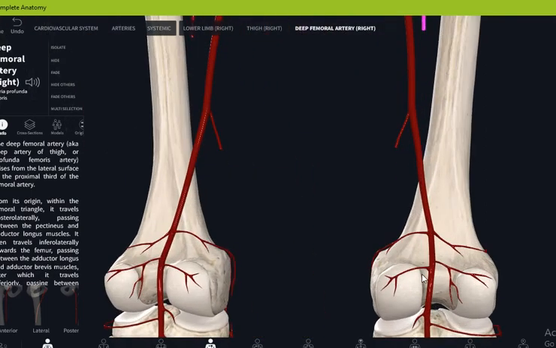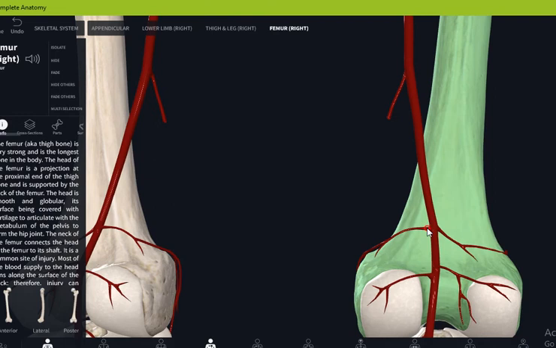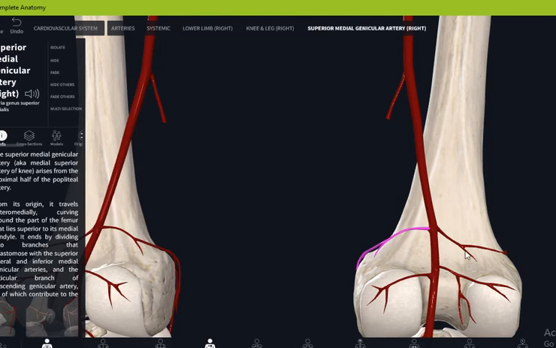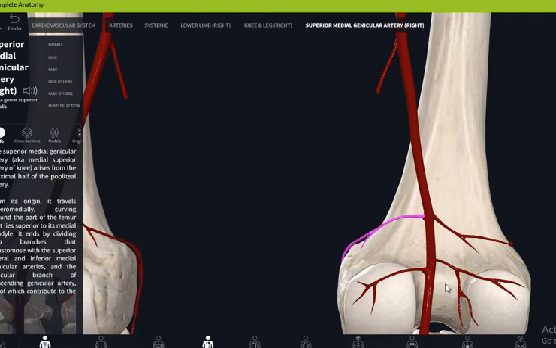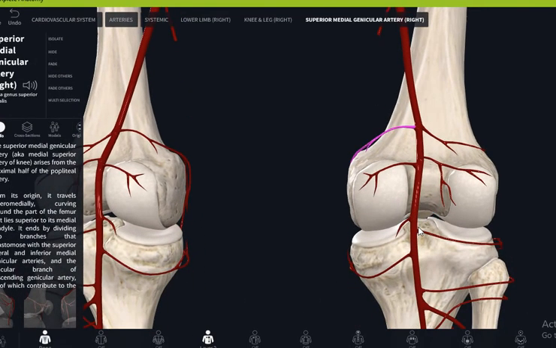In the popliteal fossa, the femoral artery is now called the popliteal artery, and the popliteal artery is going to release these arteries here. It forms these particular small arteries, which are called the genicular arteries. So you have the superior genicular artery and the inferior genicular artery.